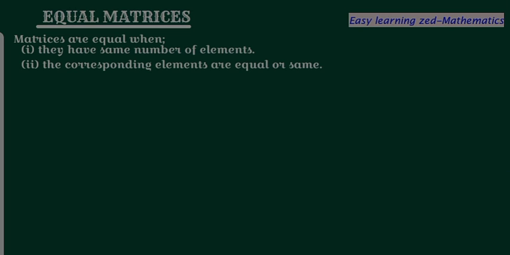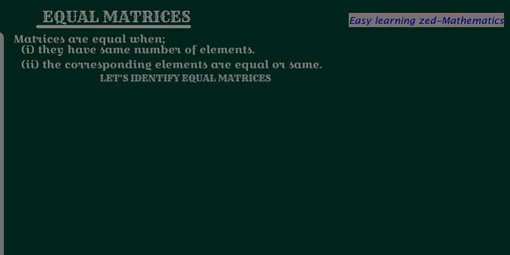The other point is the corresponding elements are equal or the same. After you compare the number of elements the matrices have, if they are the same, you can go further and check whether the corresponding elements are equal or the same. Okay, so if these two factors are fulfilled, then those two or more matrices are equal. But if they are not, then those matrices are not equal.